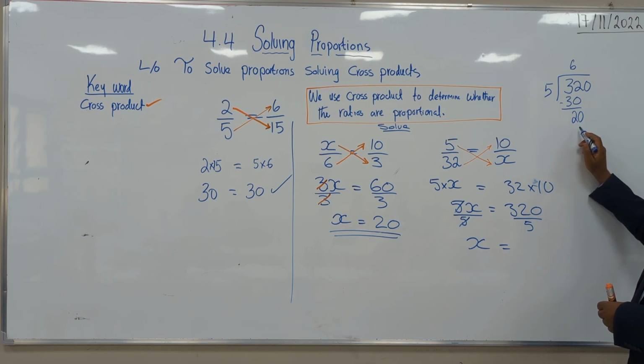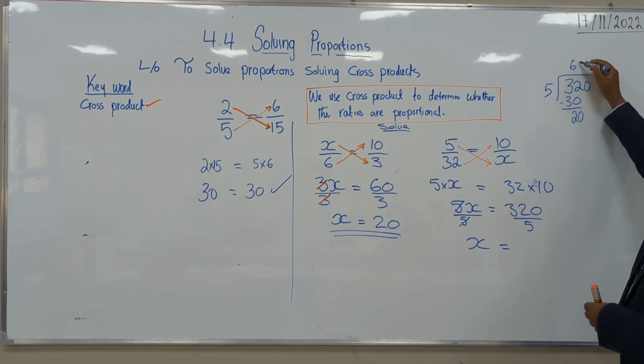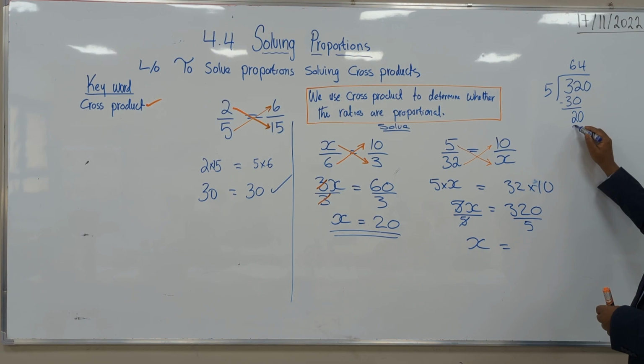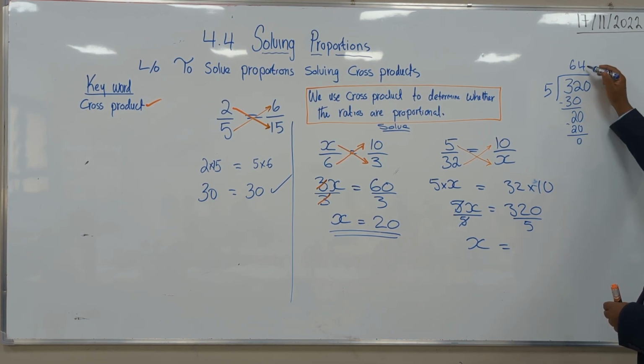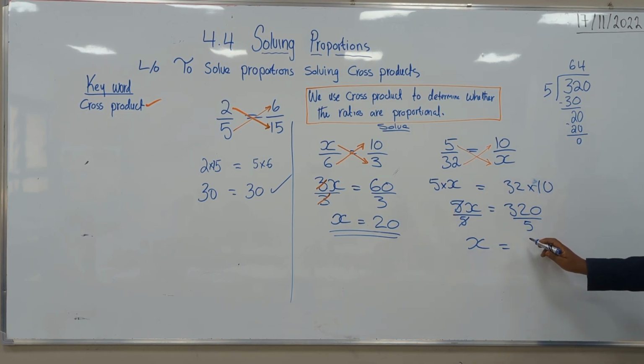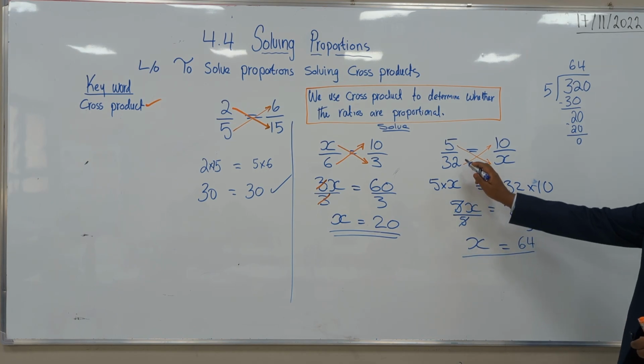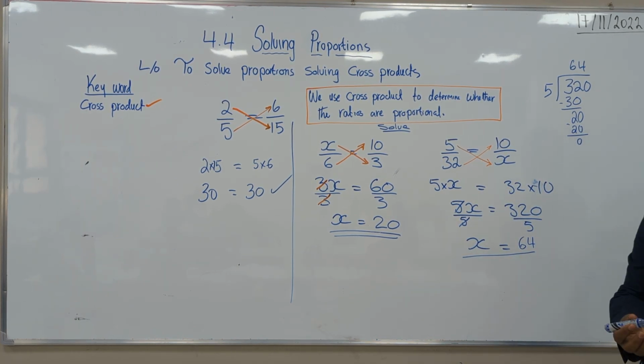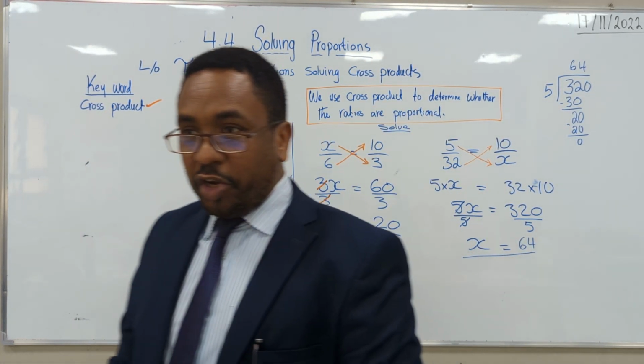How many 5s in 20? 4. 4 times 5 is 20, and then we have 0. As long as we reach 0, our answer will be x equals 64. We have solved it. Are you with me, boys? Yes. Did you get it?